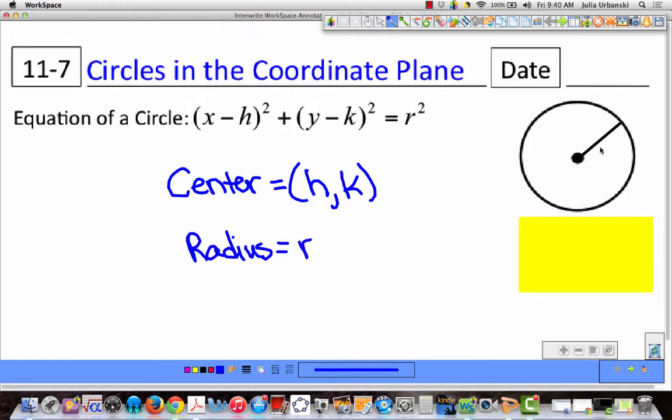And in the picture, it would look like this. Put this in your notes. R, and the center would be (h, k). Those are just letters that are randomly chosen, kind of like you use b for the y-intercept, but they come from this formula. H always is inside the parentheses with x, k is always inside the parentheses with y.